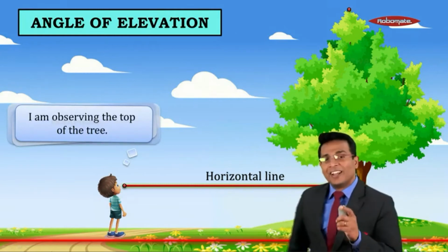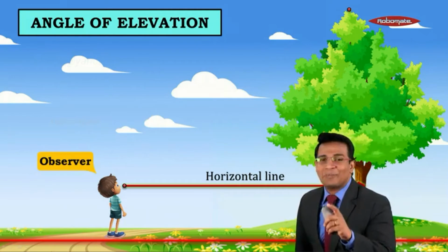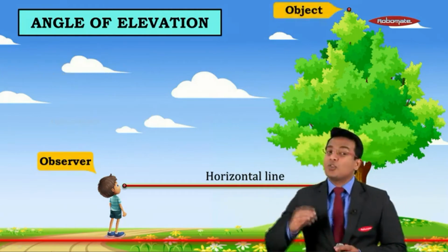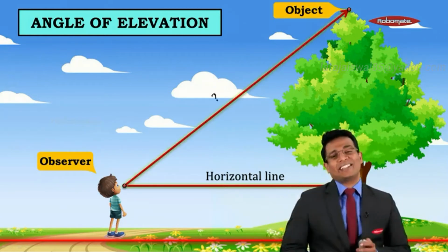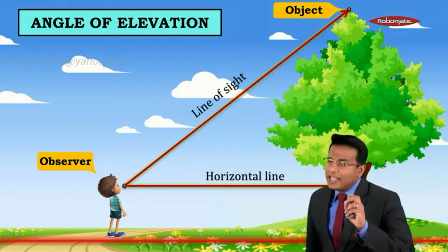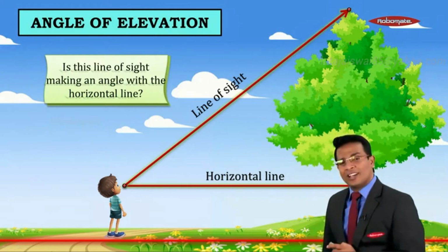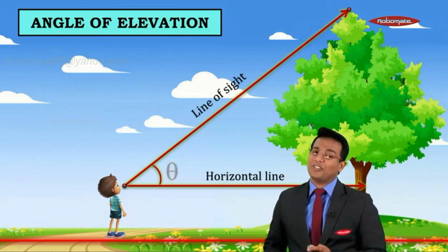Observe. See, Raj is observing the top of the tree. So now in this case, Raj becomes the observer and the top of the tree becomes the object. We know the moment an observer looks at an object, that line is called the line of sight, right? And is there an angle made between the line of sight and the horizontal line? Yes, there is an angle, and this angle is called the angle of elevation.